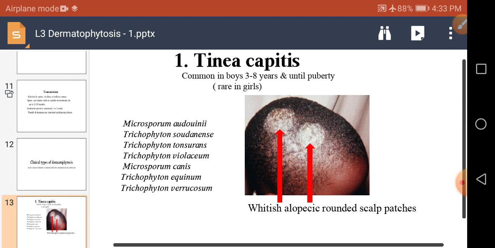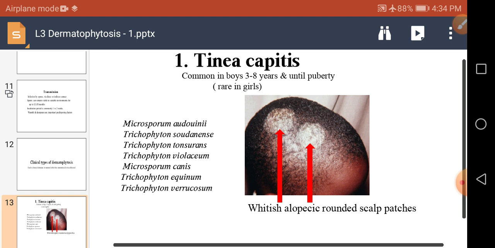The lesions are rounded. You see here, there are two whitish alopecic rounded scalp patches. Alopecia means having no hair. A hairy area when it loses its hair is called alopecia.